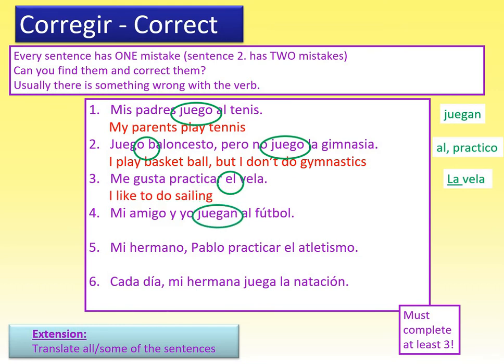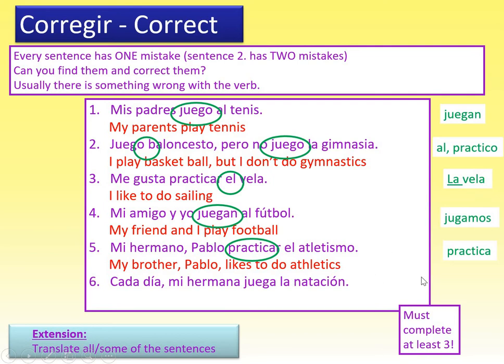My friend and I play football. Well, this is the they spelling of play. It should be the we spelling because it's my friend and I. I'm included, so jugamos. Mi amigo y yo jugamos al fútbol. My friend Pablo does athletics. Well, this says to do, so it needs to be the he spelling of does. Mi hermano Pablo. So my brother Pablo does athletics rather than likes to do. And then cada día, every day, my sister plays swimming. That doesn't make sense. It's got to be does swimming, okay? Rather than play. So muy bien if you've got a few of those.